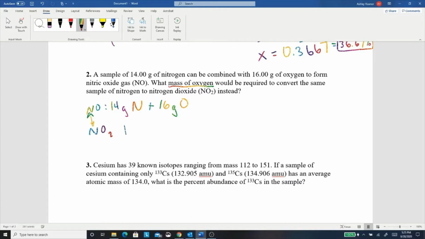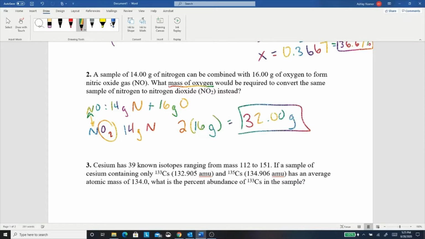So this tells us that it's still 1 to 1 nitrogen, so it's still 14 grams of nitrogen. But now there are 2 oxygens instead of 1. So that means it's 2 times 16 grams of oxygen. So we need 32.00 if you're looking at 6 sig figs. And then you're done with number 2.